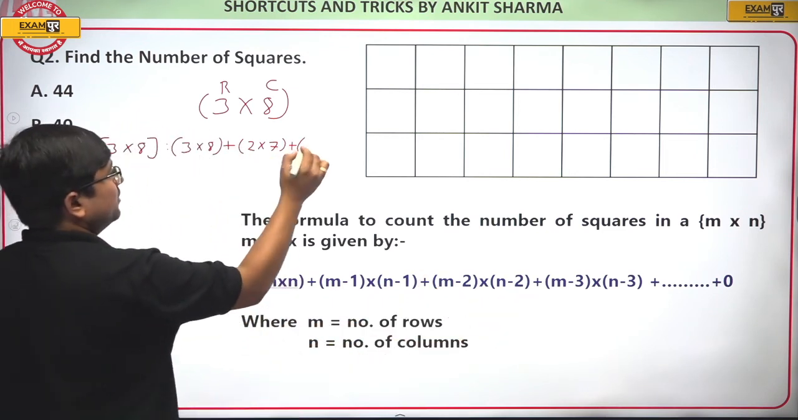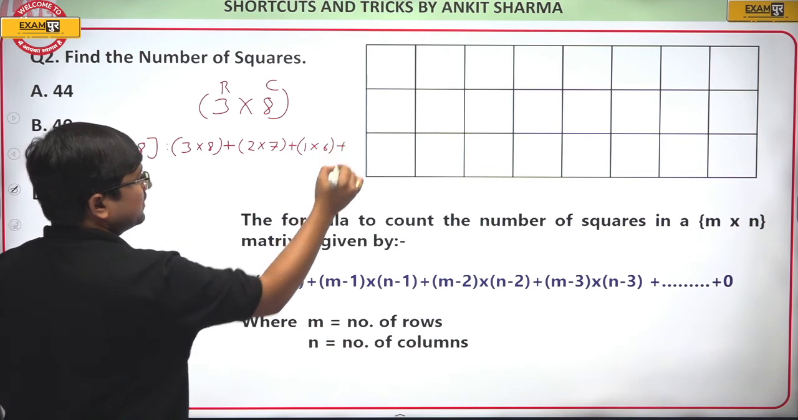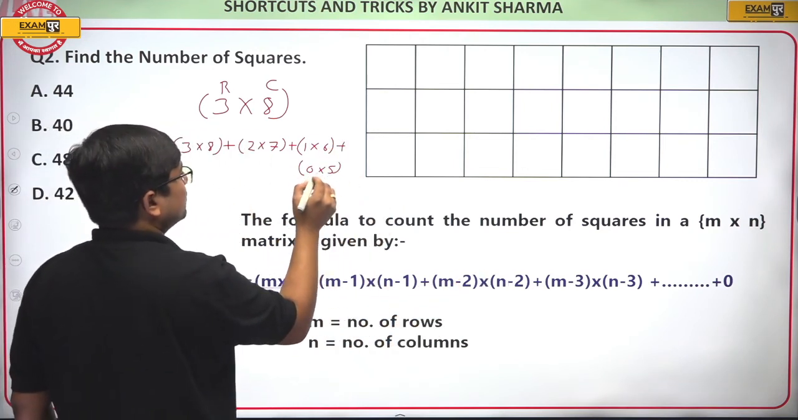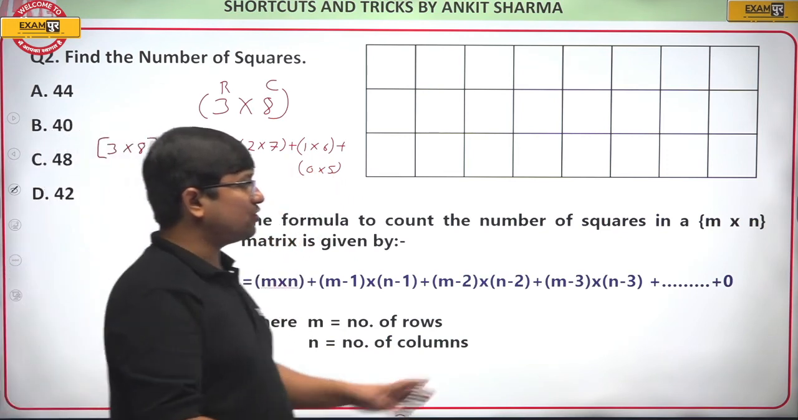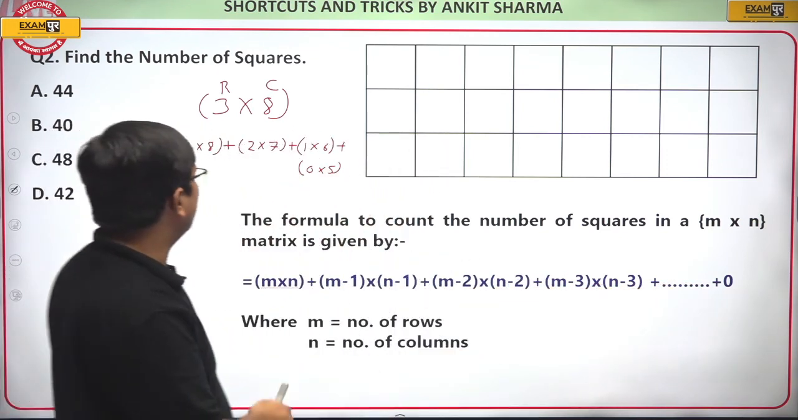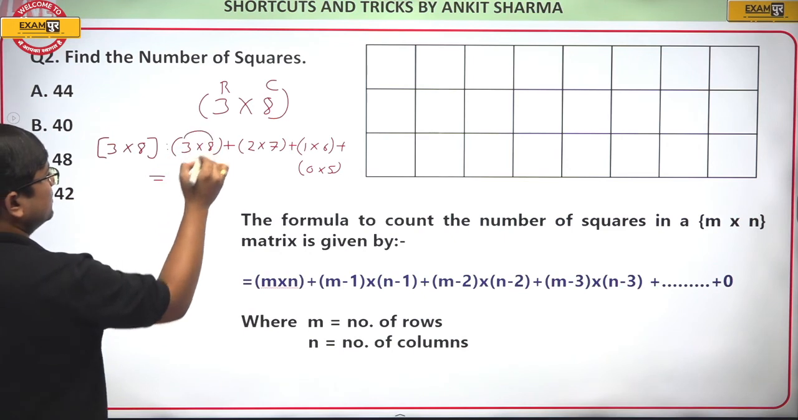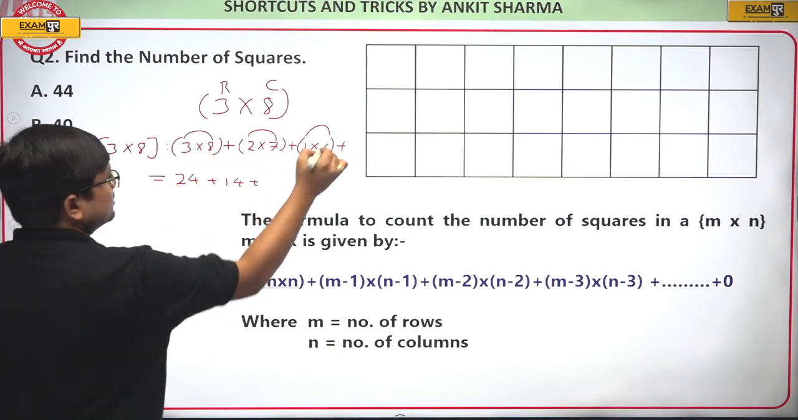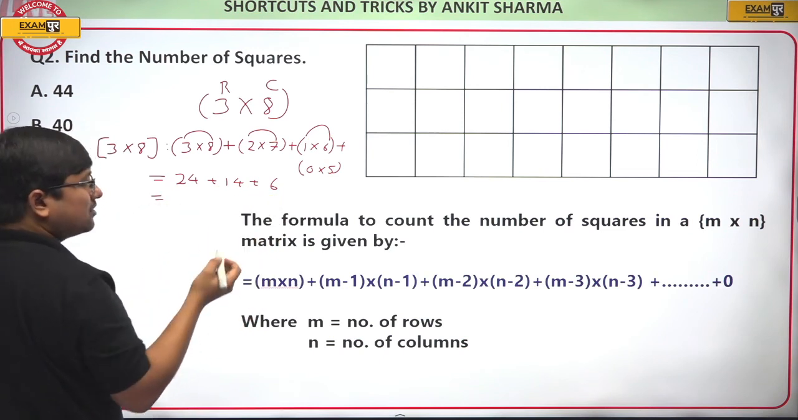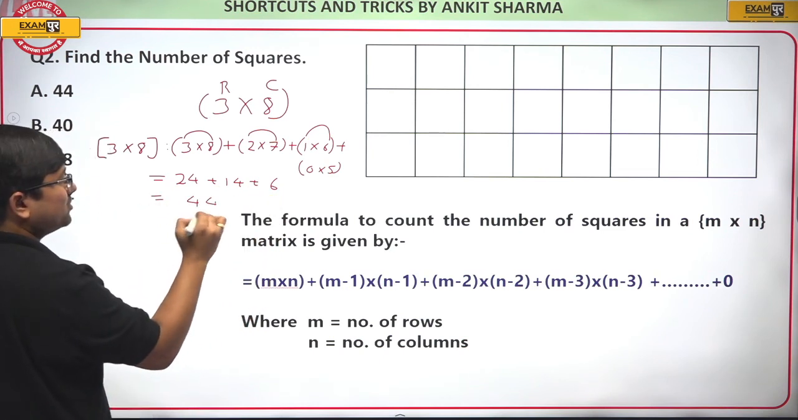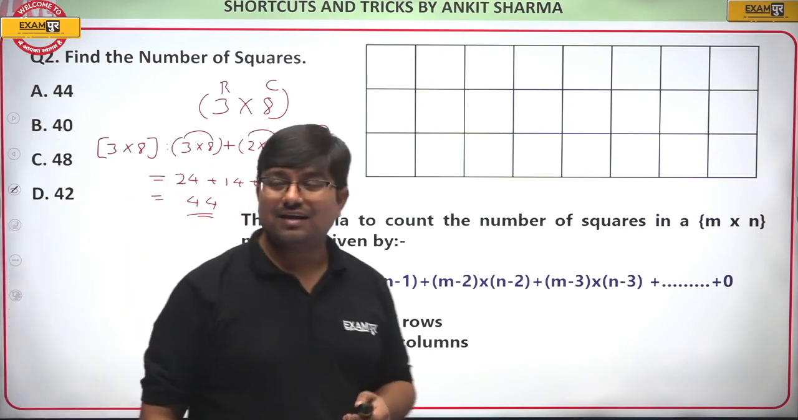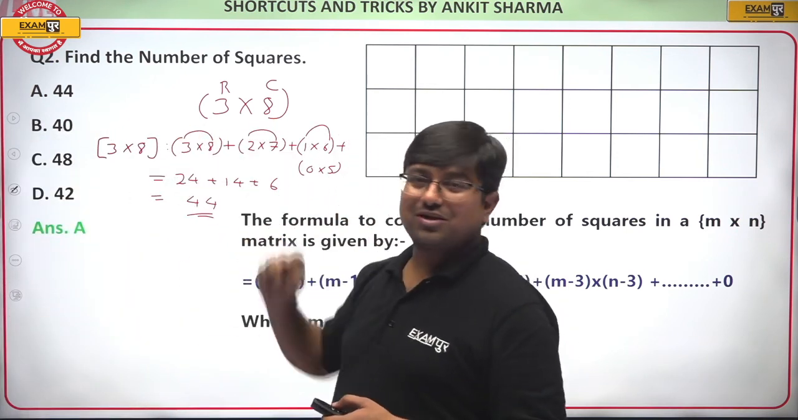So it will be 1 into 6, plus further subtract 1, 1 from both of them. So it will be 0 multiplied by 5, which gives you 0. You have to stop the moment you get 0, and now just add them. 3 8s are 24, plus 2 7s are 14, plus 1 6 is 6. If you just add them, my dear students, you are going to get 44, and hence the correct answer is option A, 44.